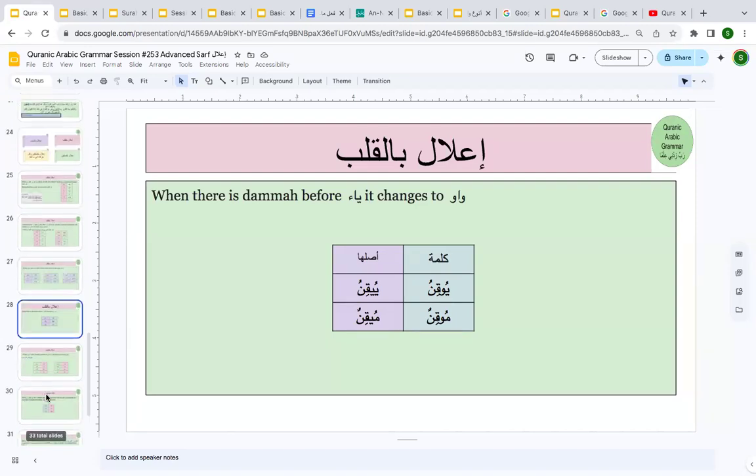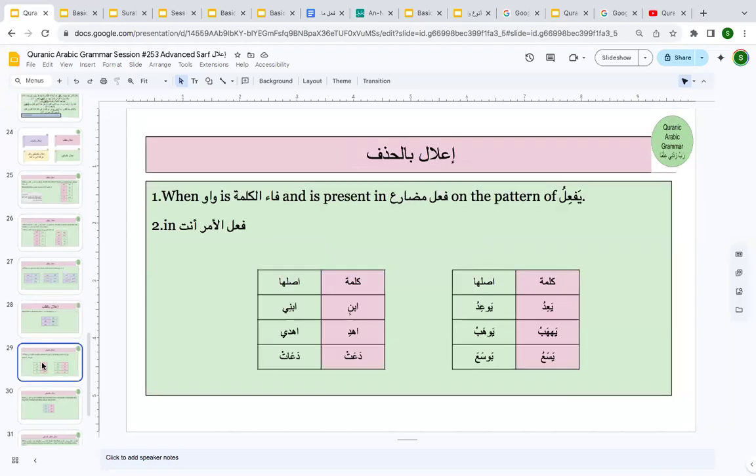Alhamdulillah. Okay, so let's go over some more cases. Now you are going to see ilal bil hazf. What is ilal bil hazf? Here you are going to see that when waw is the foul kalima and is present in fail mudare on a pattern of yaf'ilu, what happens to waw? It's going to get dropped.